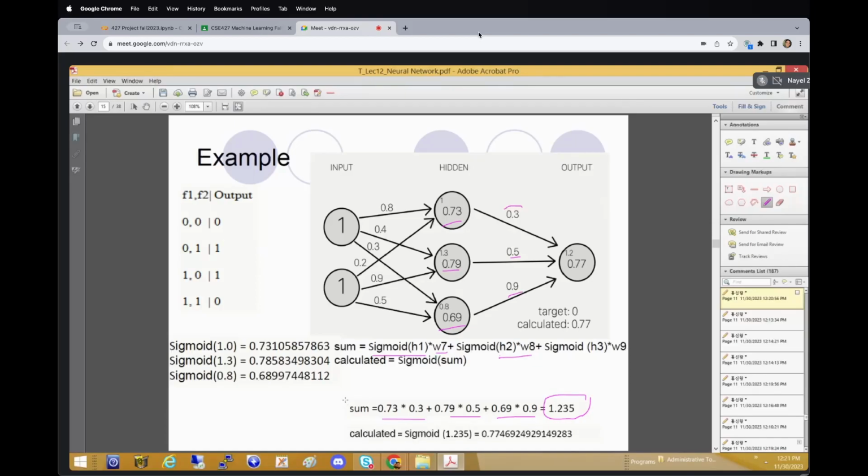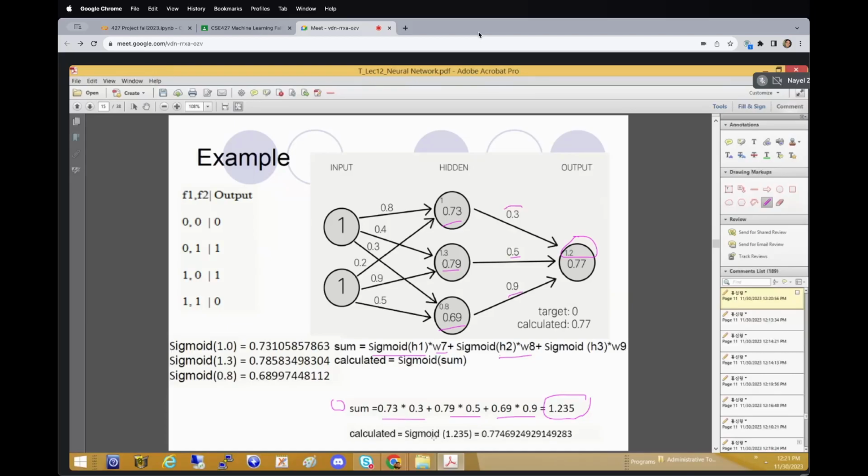This is called the output sum, or O sum. So the output sum we got is 1.235. Now the next thing is again we have to pass this value to a sigmoid function, or you can say an activation function.